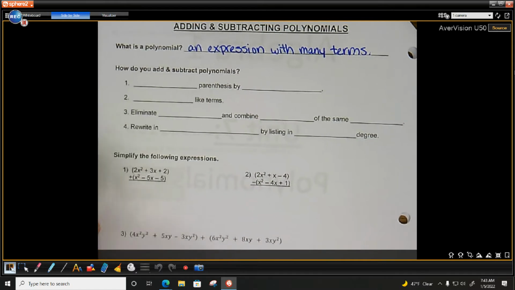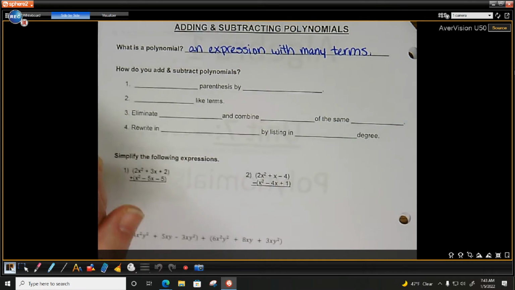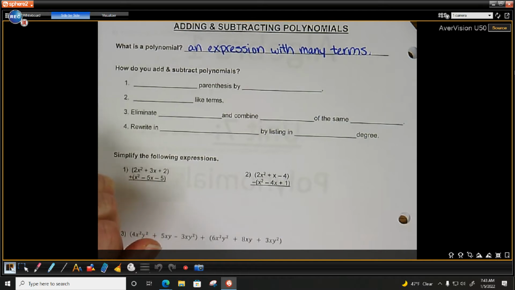Now, what do you think of monomials? What does that mean? A monomial is a more specific polynomial. It's a polynomial with only one term. What do you think a binomial is? A polynomial with 2 terms. What do you think a trinomial is? A polynomial with 3 terms. That's really where we stop. Okay?